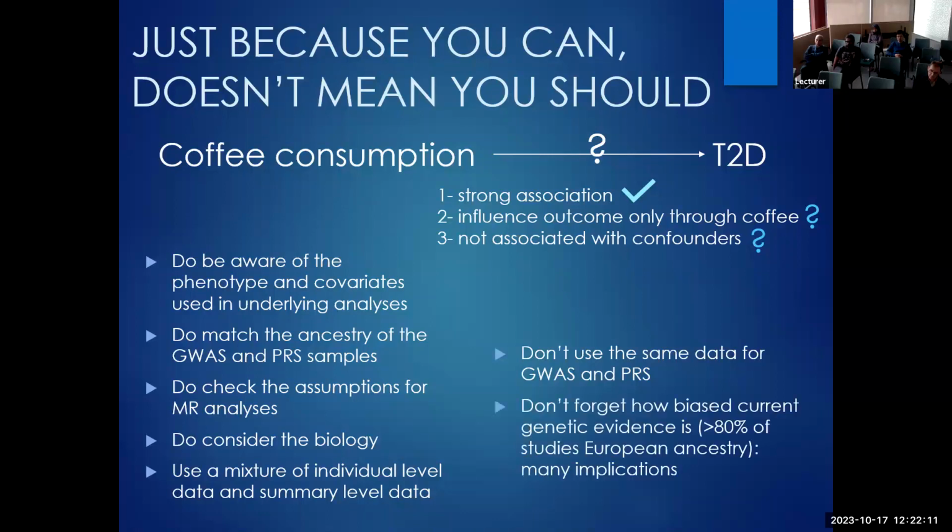And don't forget how biased current data is. Most genetic data reflects 8% of the global population. That's not great. So always be aware that we are limited in what we can say at the minute.